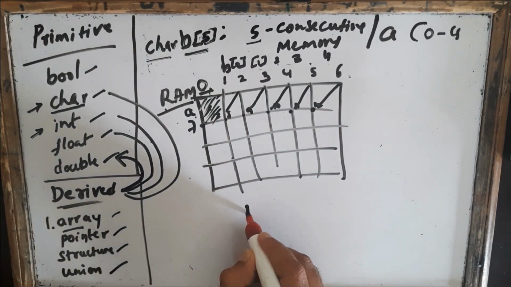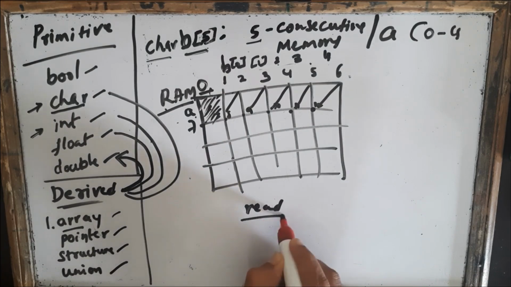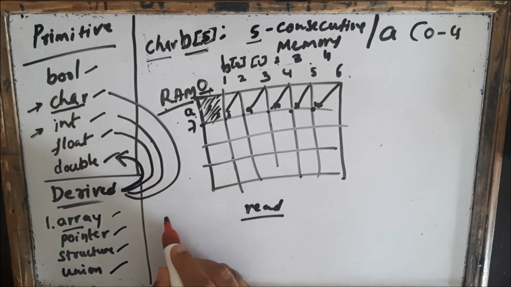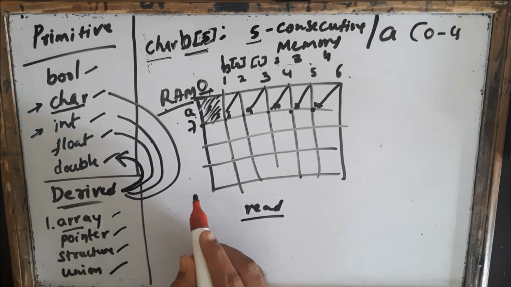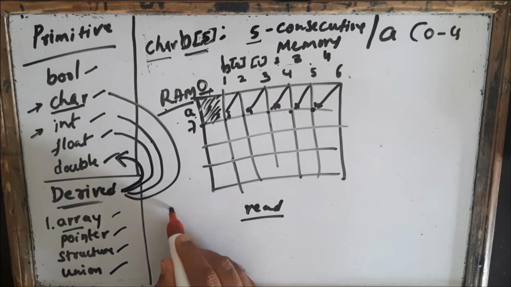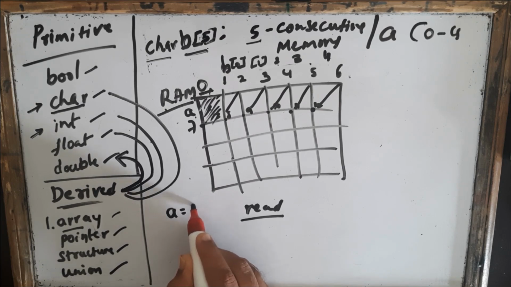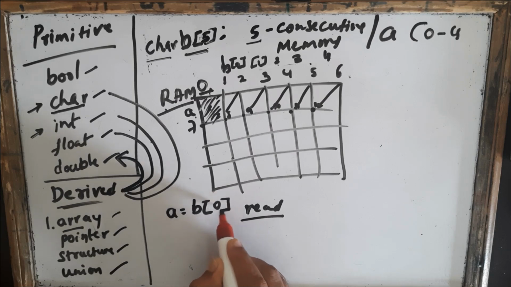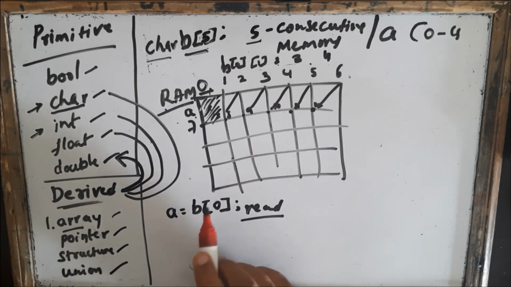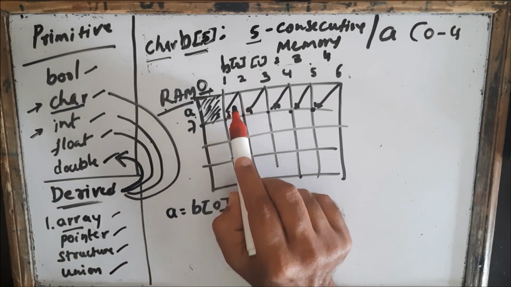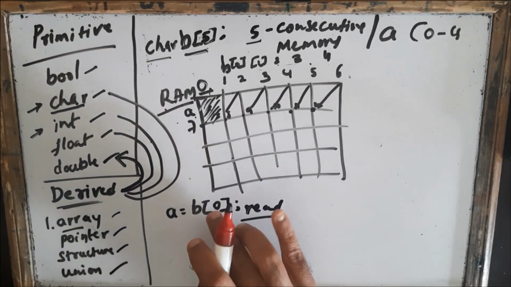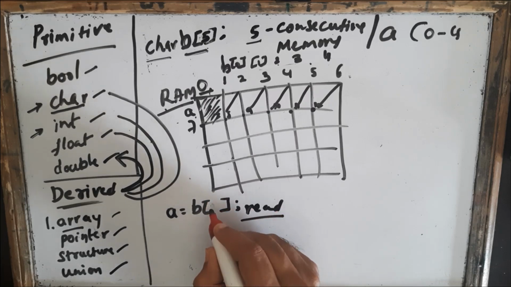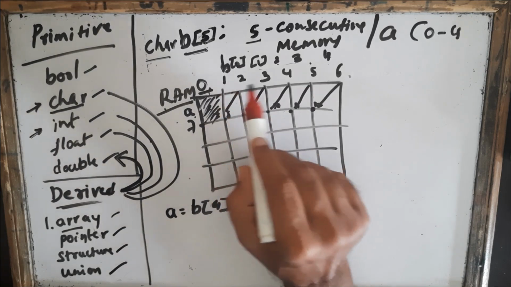So now, how to do the read operation. Whenever you want to read this B into A, A is equal to B of 0. That means whatever is in B of 0 will be read into A. Like that, we can change the index here to any number from 0 to 4.